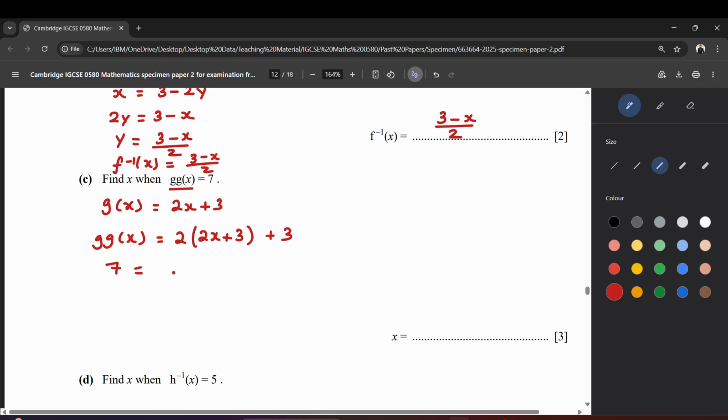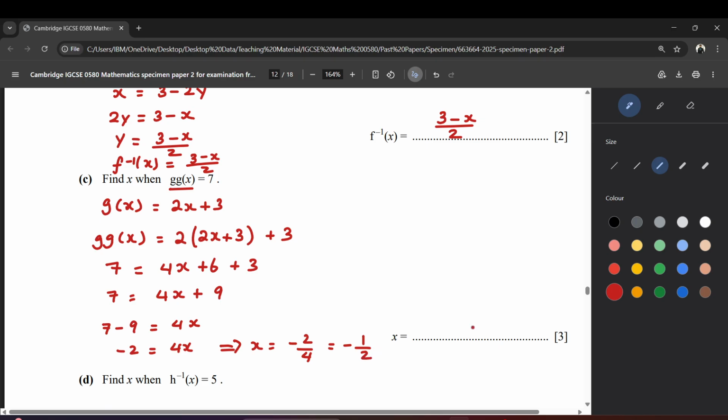So we have 2 times 2x, which is 4x. 2 times 3 is 6, plus 3. So 7 equals 4x plus 9. 9 comes to this side. So you have 7 minus 9 equals 4x, minus 2 equals 4x. Therefore, x is equal to minus 2 upon 4. You simplify that, and this becomes minus 1 upon 2.